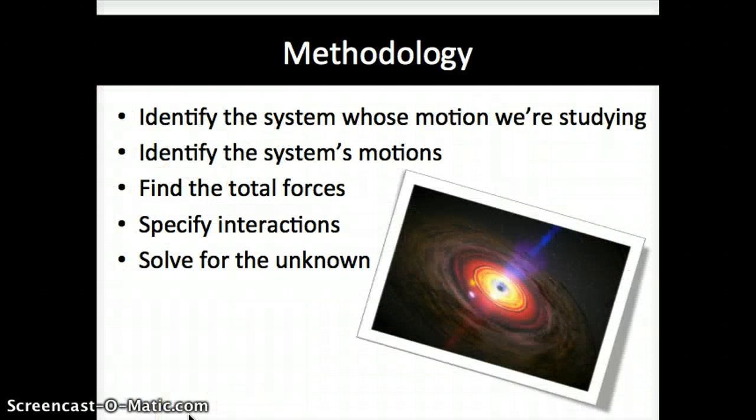We will begin by identifying the system whose motion we're studying and, using the observation of the system's motions, find the total forces. From there, we will specify the interactions and solve for the unknown, which is, in this case, the mass of the black hole.